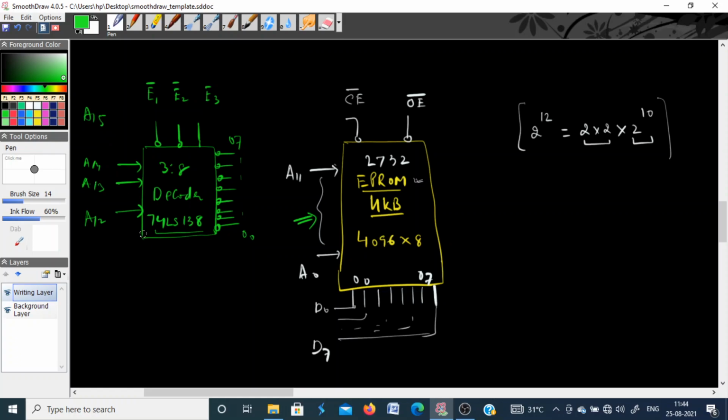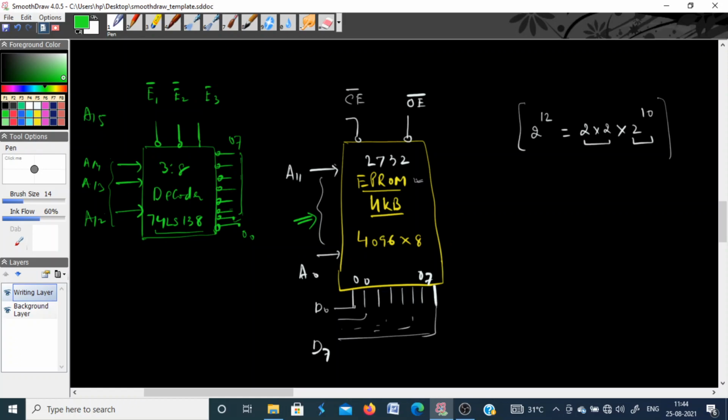Now what will this decoder do? At a time, it will activate only one output. That depends upon the address at the 3 input lines. If it is 0 0 0, this output will be activated. Since it generates active low output, this will be 0 and the rest of them will be 1. If you give input as 0 0 1, then the second output will be active, and the rest of them will be at the other logic level.